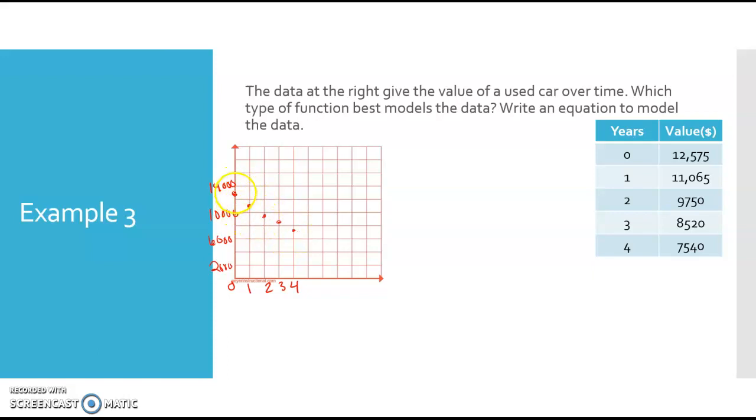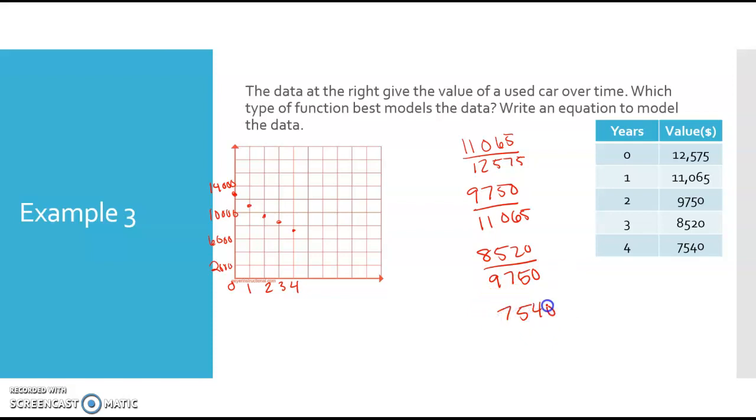Now this is starting to look kind of linear here, and I think it's because of how we had the graph that I provided. It's scrunched up, and so we're kind of estimating where some of these points are. But if I look and I do my common ratio, and we take 11,065 divided by 12,575, and then we take 9,750 divided by 11,065, and we continue down that pattern, right? The next divided by the previous, that's the word that I needed.